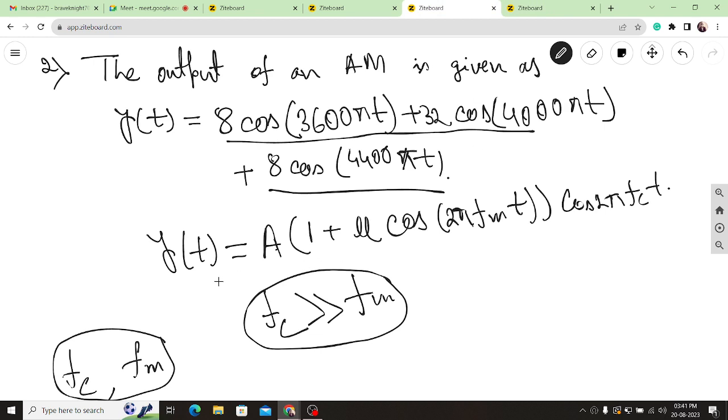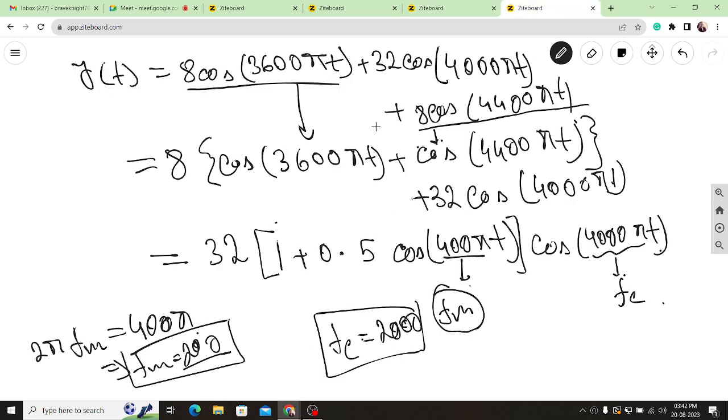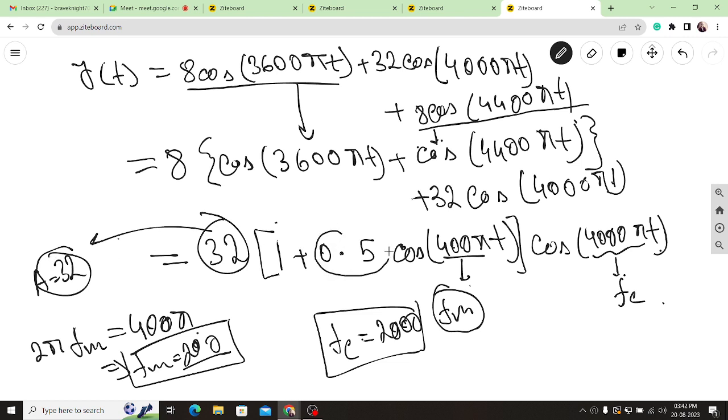The next question is, for the same signal, what is the value of mu and what is the value of A? So the value of A is also 32 and the value of mu is 0.5. So modulation index, amplitude of the signal, message bandwidth and frequency, carrier frequency, all four terms can be derived from a given equation of this sort.